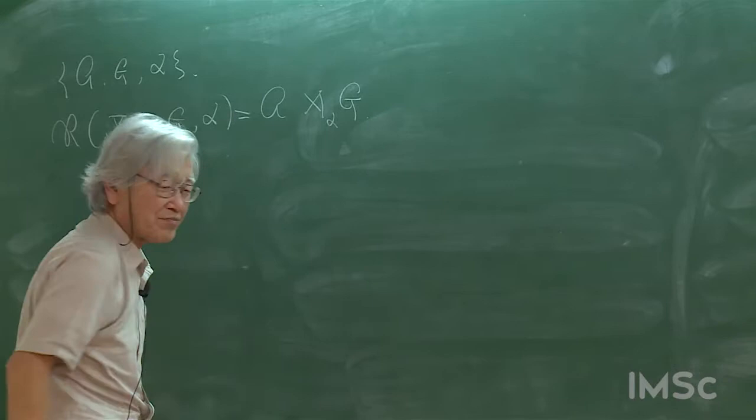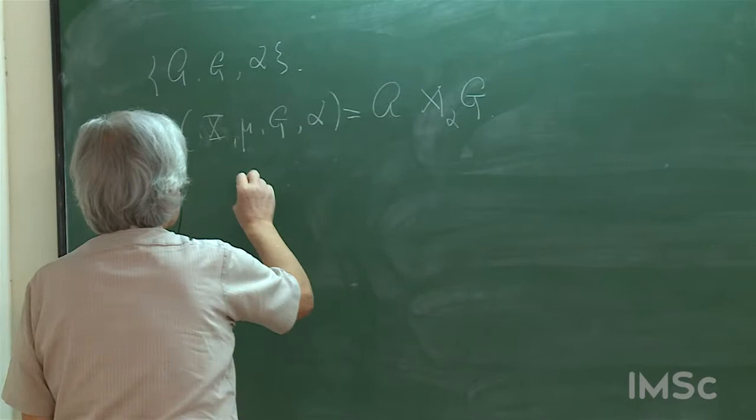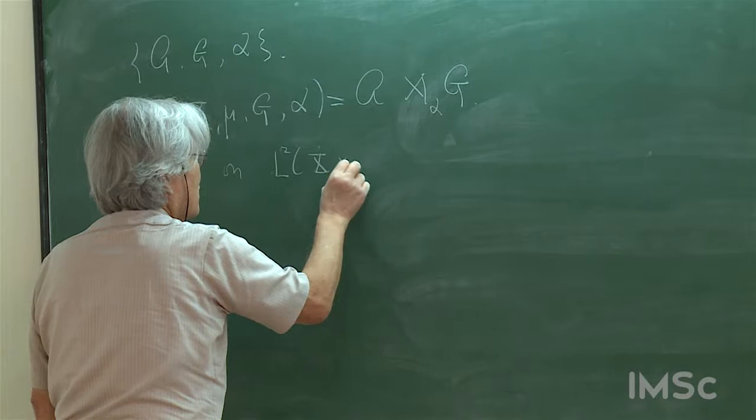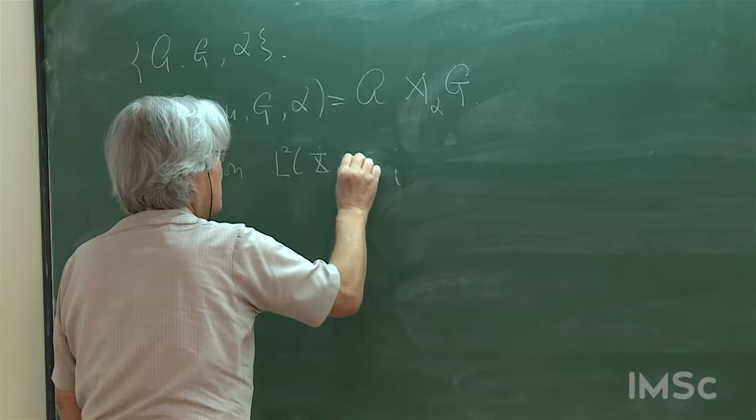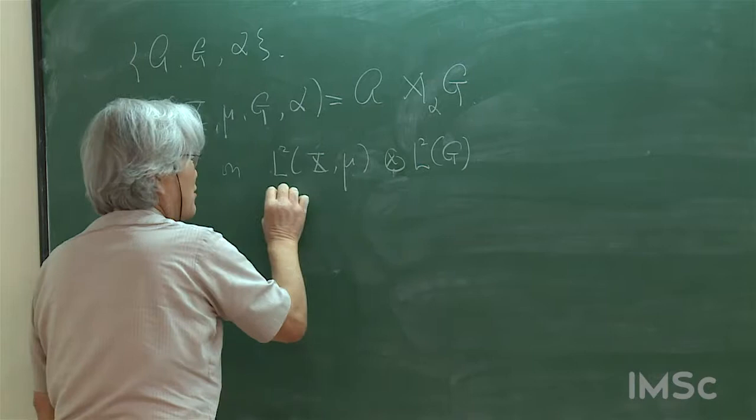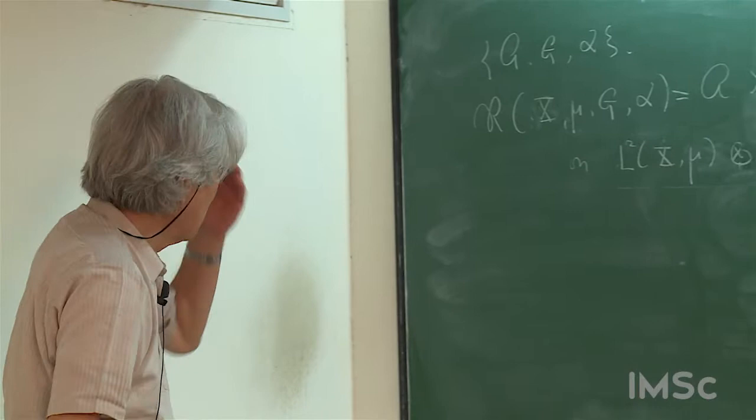Okay, this is the action on L2 of X cross G. I write it as L2 of X, mu, tensored with L2 of G. Well, you can always view these as two-variable functions.